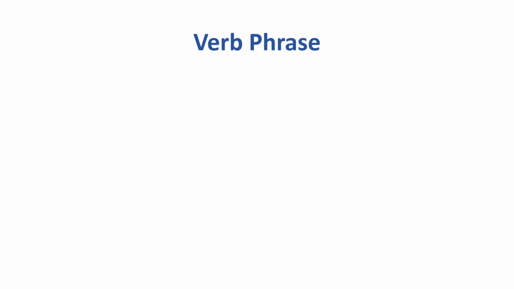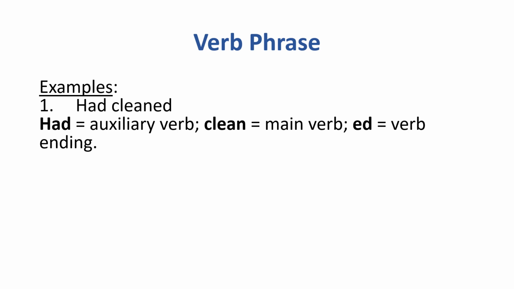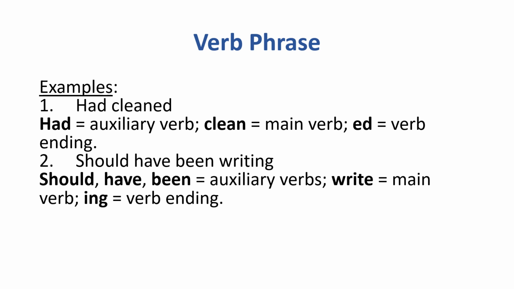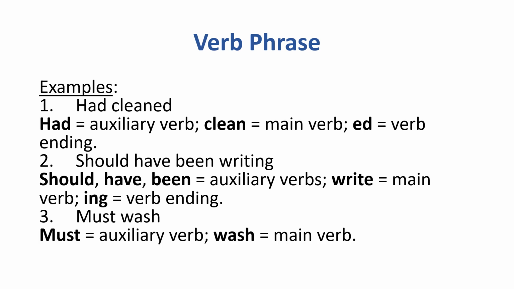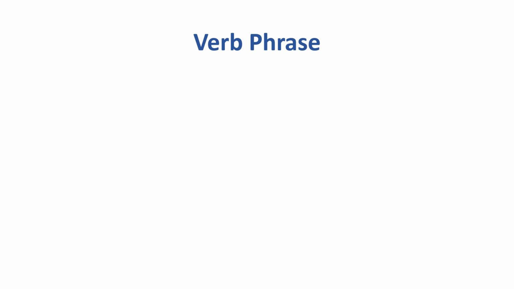We're going to see a couple of examples for this. You can see had cleaned here. Had is the auxiliary verb, clean is the main verb, and ed is the ending. Should have been writing: should have been are the auxiliary verbs, write is the main verb, and ing is the ending. And then there is must wash. Must is the auxiliary verb, and wash is the main verb. So the ending may be present, may be missing.